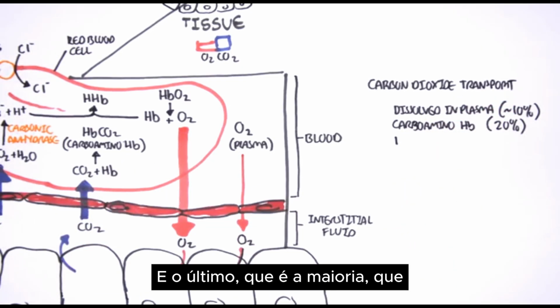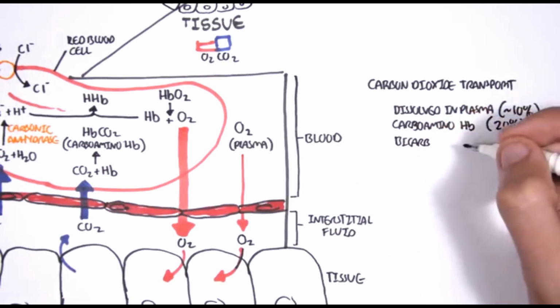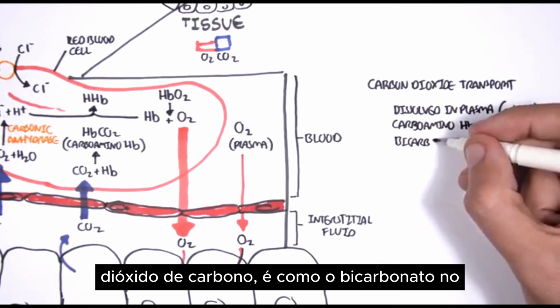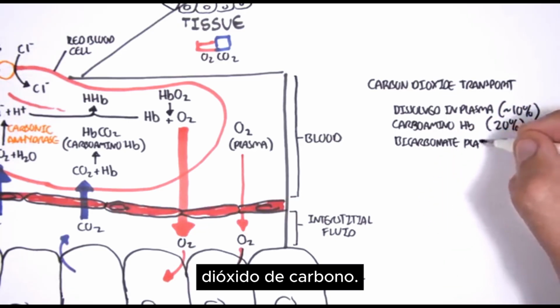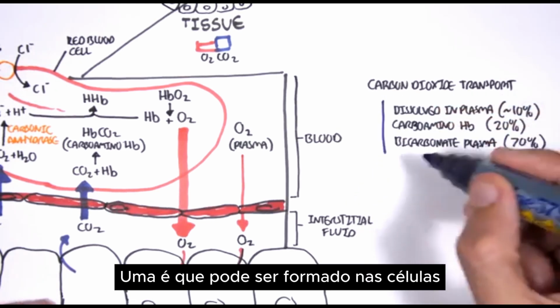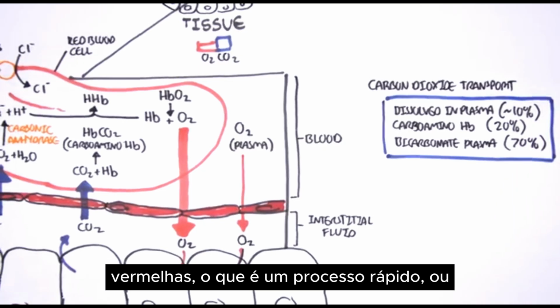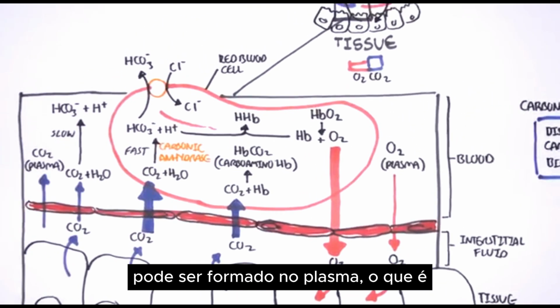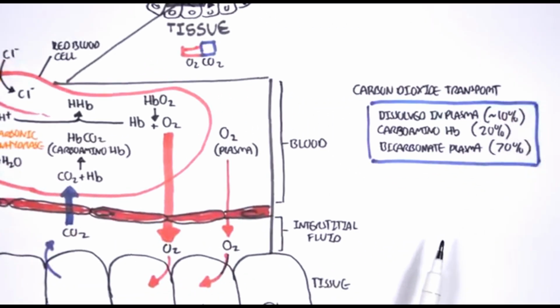And the last, which is the majority, the major mode of transportation for carbon dioxide, is as bicarbonate in plasma. And this is about 70% of the carbon dioxide. But again, forming bicarbonate, there are two ways. One is that it can be formed in red blood cells, which is a fast process, or it can be formed in the plasma itself, which is much slower.